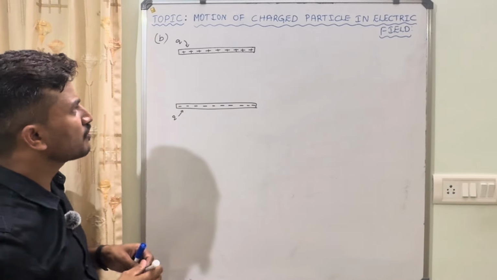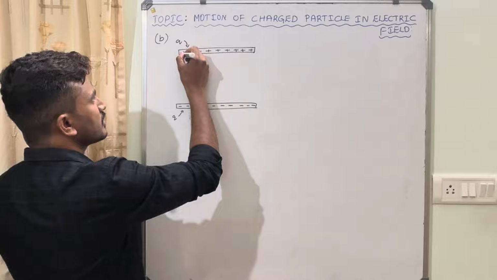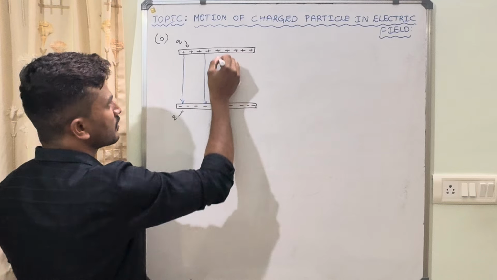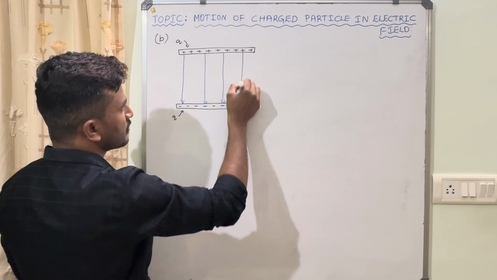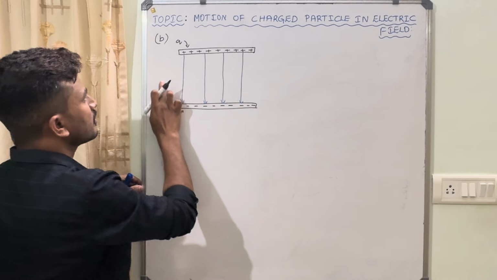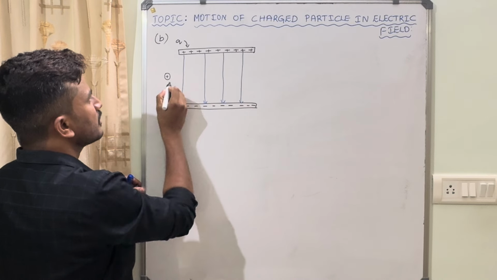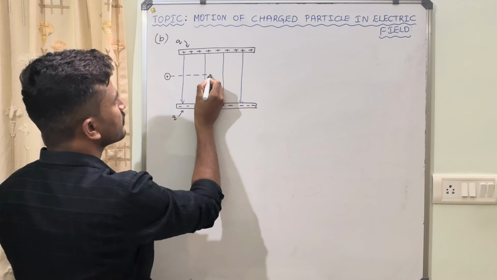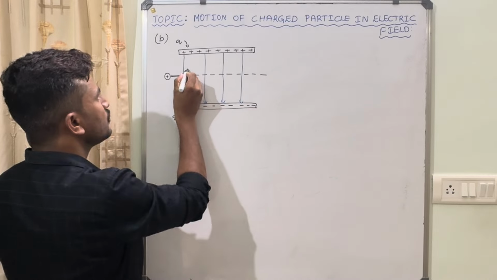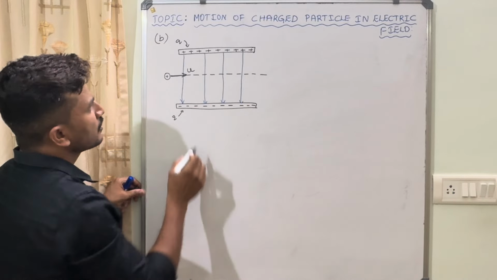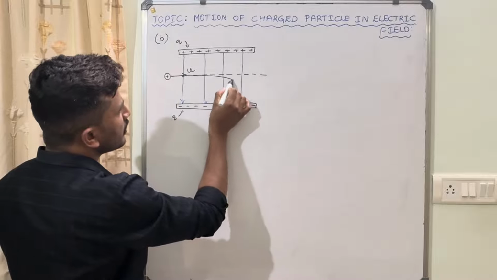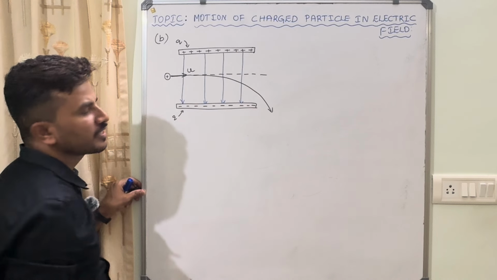Now if you consider the direction of electric field, okay, so let's consider this is the direction of electric field. Now here if I consider a charged particle, a positive charge particle, which enters the electric field in this direction with initial velocity u. So because plus plus repel each other, plus minus attract each other, it will move like this. Yes or no? It moves in this direction.